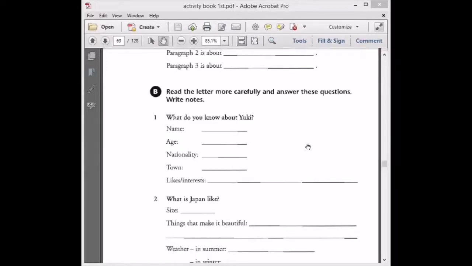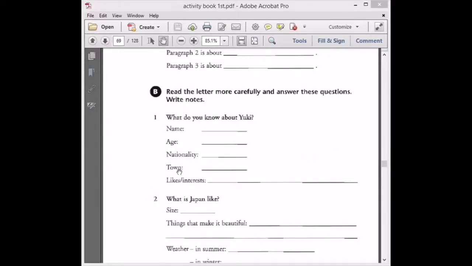Nationality. What do you mean by nationality? Yes, exactly, Awab. So, what do you mean by nationality? It refers to the nation from which someone comes. So he comes from Japan. So nationality is Japanese, right?